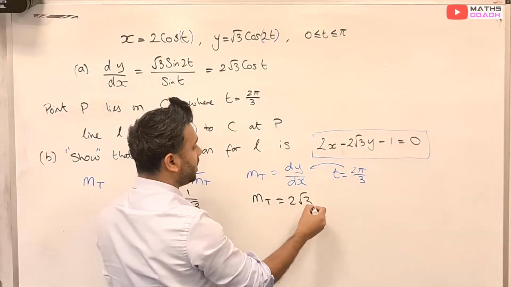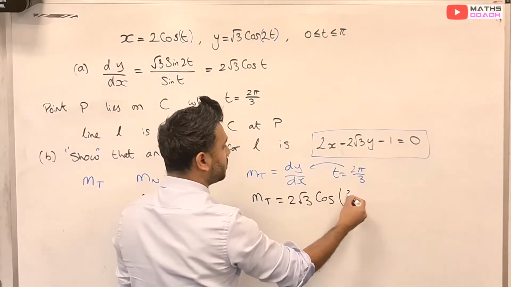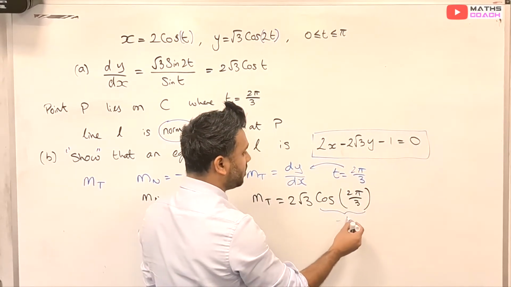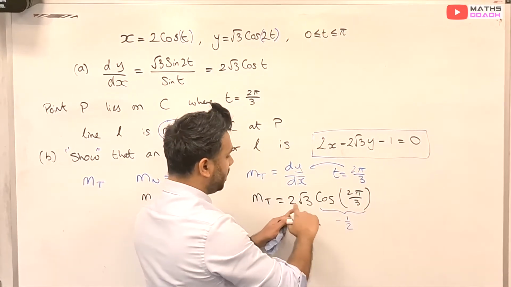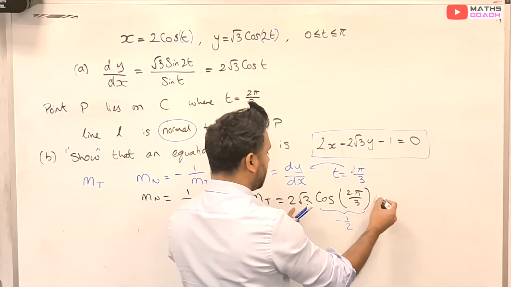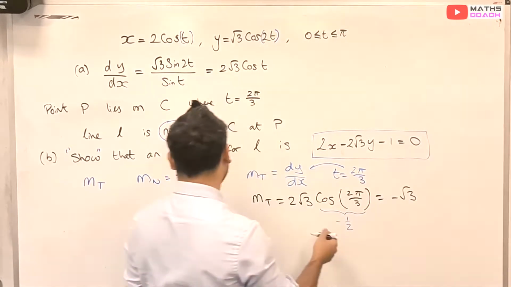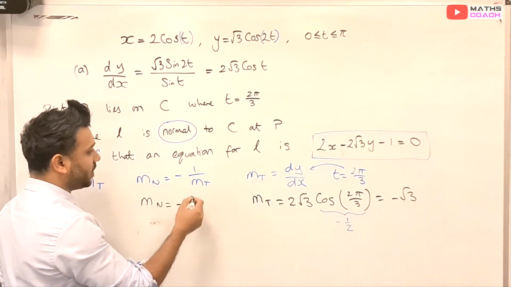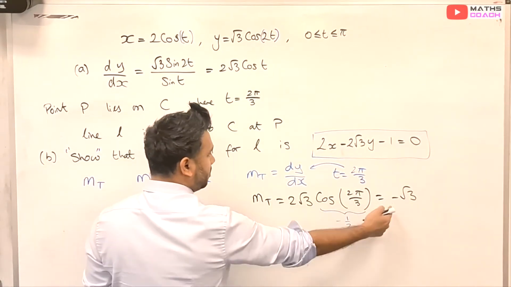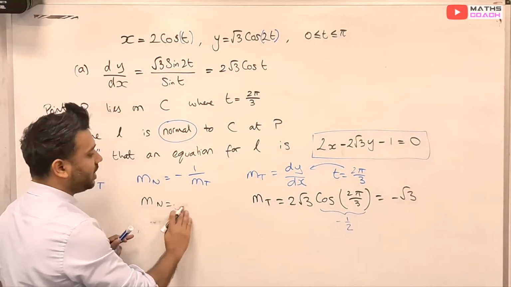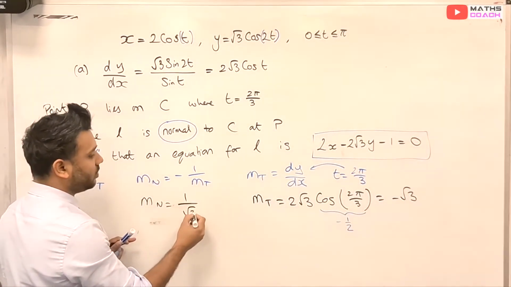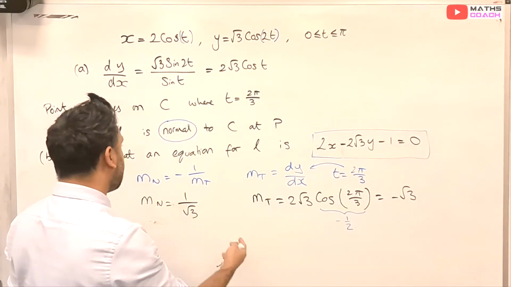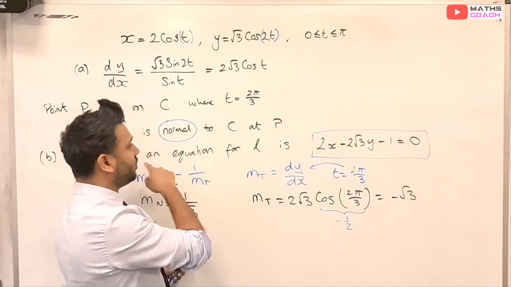So that's 2 root 3 times cos of t, which is 2 pi by 3. On the calculator, cos of 2 pi by 3 gives you minus a half. So 2 root 3 times minus a half gives you minus root 3. So therefore, the gradient of the normal would be the negative reciprocal of the gradient of the tangent, but the gradient of the tangent is negative, so that becomes a plus 1 over root 3. Now that we have the gradient of the normal, which is 1 over root 3, we can now go further by working out the equation of the normal.